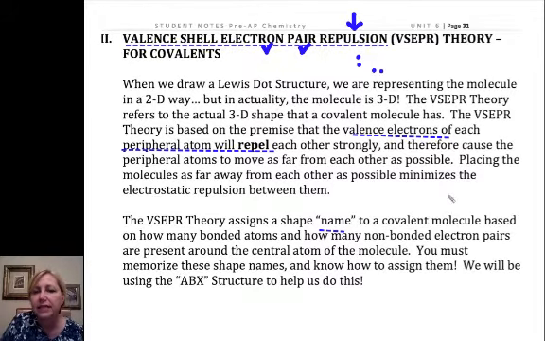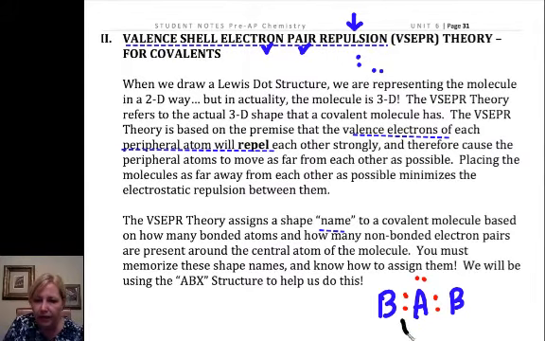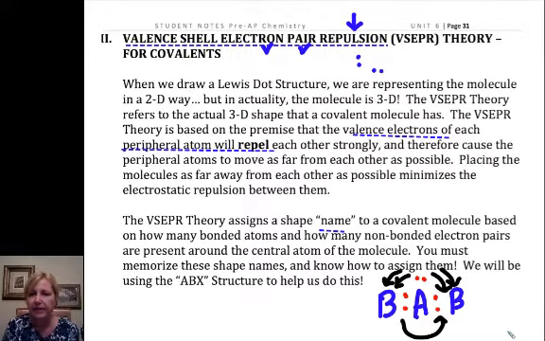Now, when we've got a central atom, remember we use the symbols A's and B's and X's. So when we have this, there's electron pairs, and there's non-bonded pairs. The electron pairs repel one another, and they want to get far apart, but the non-bondeds repel even more because they're pretty free. They like a lot of personal space. And because of that, we're going to get a three-dimensional shape.